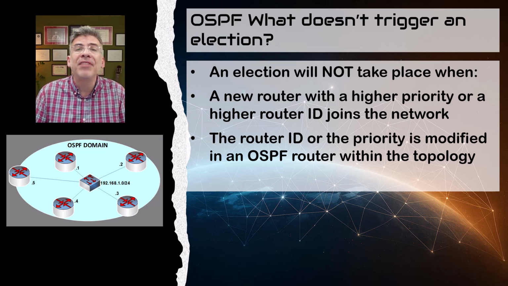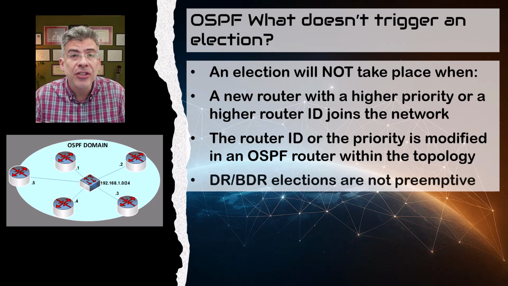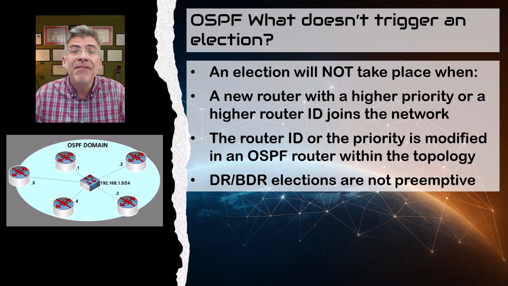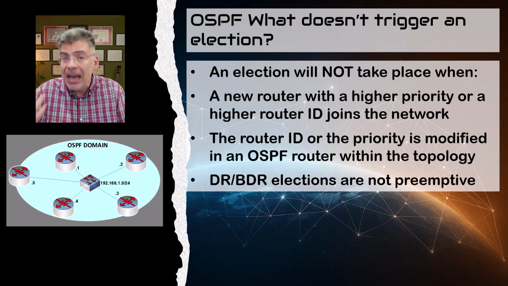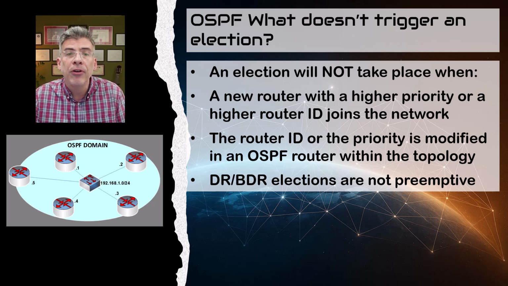Now, this behavior of the OSPF election can be described like so. OSPF elections are not preemptive. That means that if you have a stable OSPF topology and the DR and BDR have already been elected, if they are functioning correctly, no change in priorities or router IDs will change that. OSPF elections do not occur preemptively. This is done by design in order to maintain stability and to avoid unnecessary reconvergence and network topology churn.